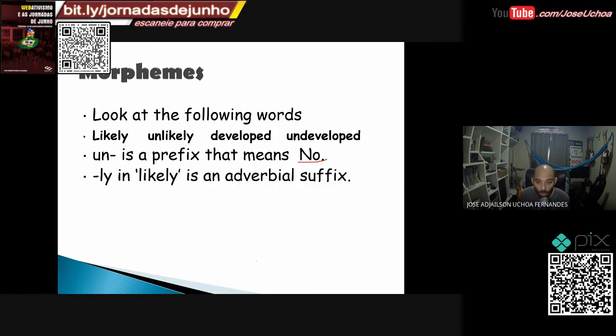And ly, as in likely, is an adverbial suffix. Teacher, what the hell is an adverbial suffix? Well, adverbs, as the name says, as the technical terminology suggests, come add verbs. So it comes somewhere with the verb.